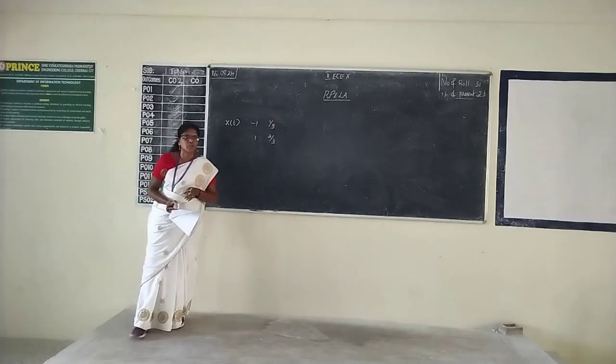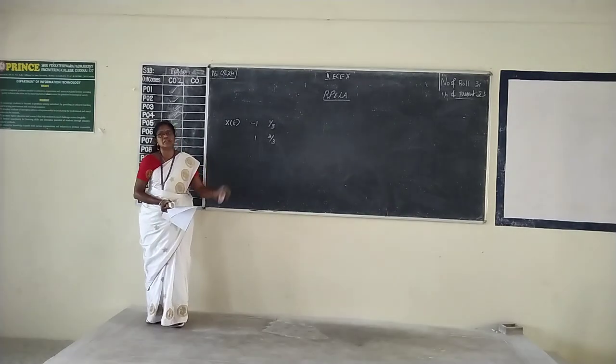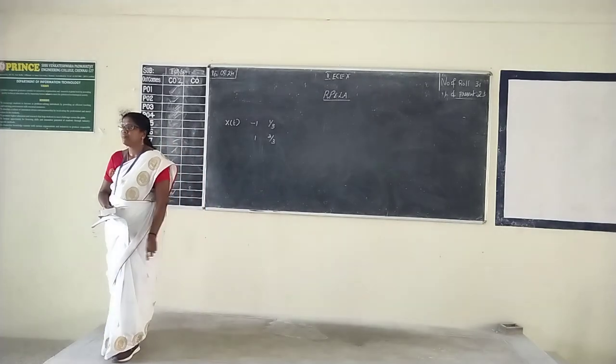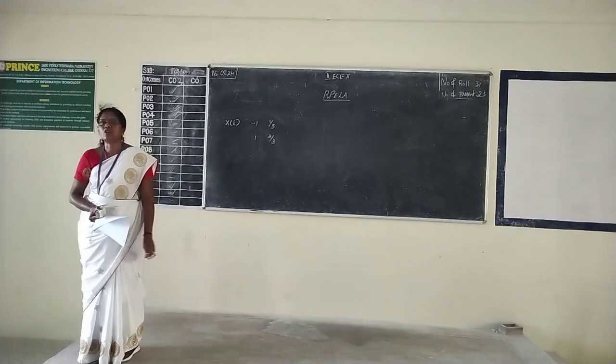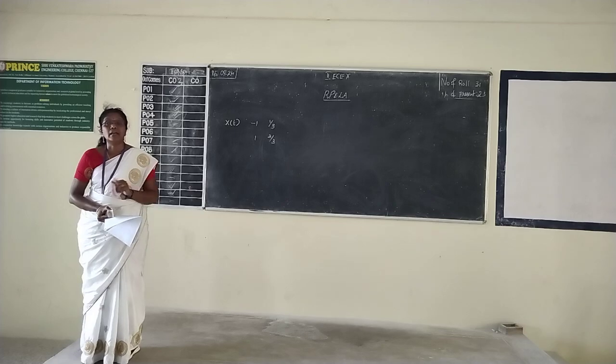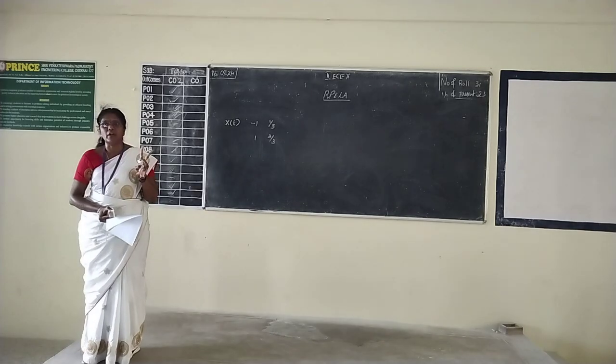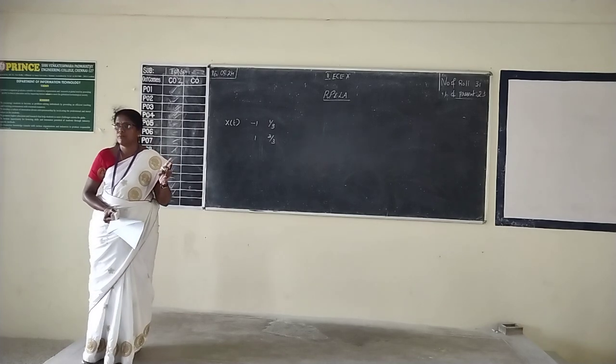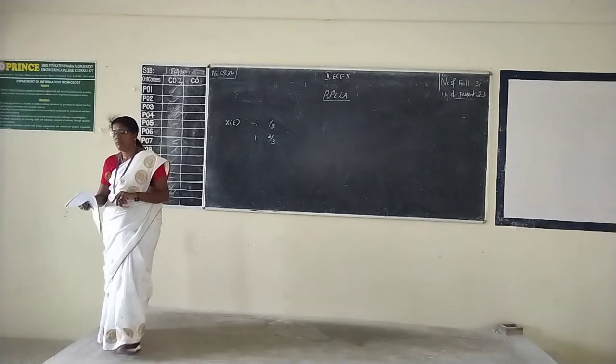So before going to the solution, tell me whether this is discrete data or continuous data. Discrete. Why? It has how many values? Two values. What are they? Minus 1 and 1. So we are going to solve this with the concept of discrete. Okay, so start the solution.